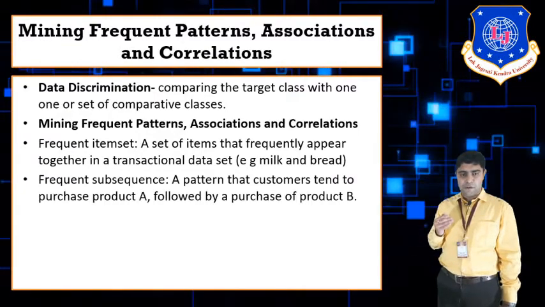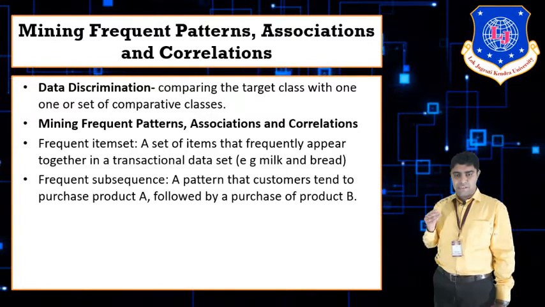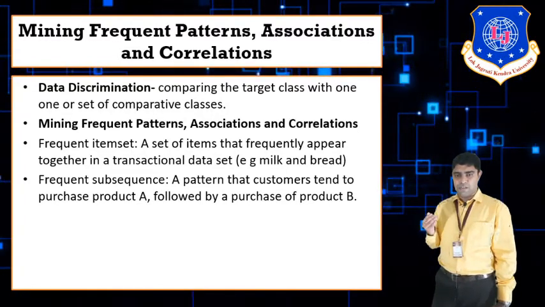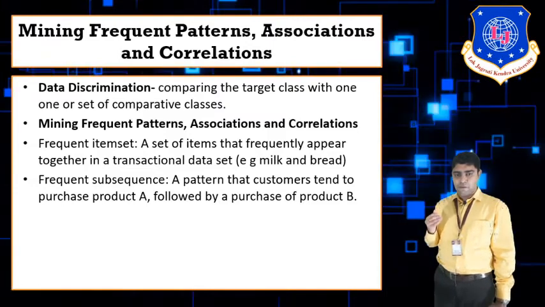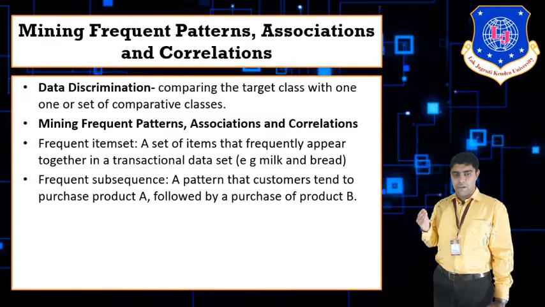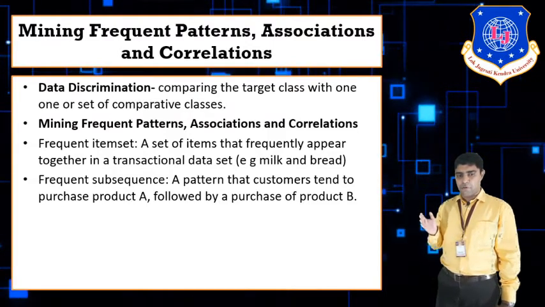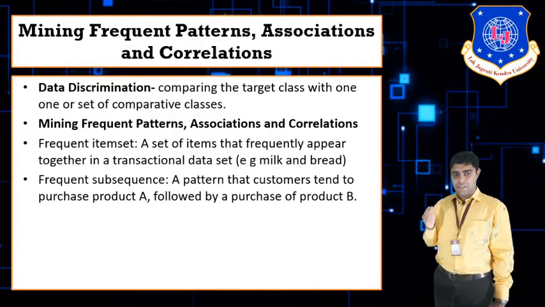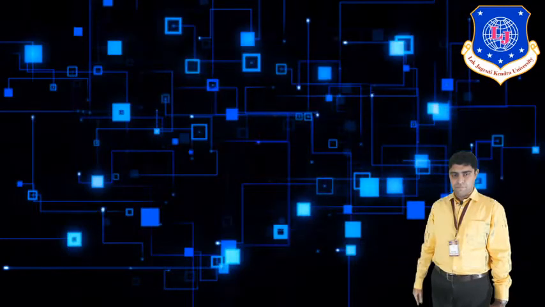Next is frequent subsequence, a pattern that customers tend to follow when purchasing products. One pattern will be created for customers who purchase a product A followed by a purchase of product B. Once a person purchases product A first, then product B will be purchased. That is called a frequent subsequence.